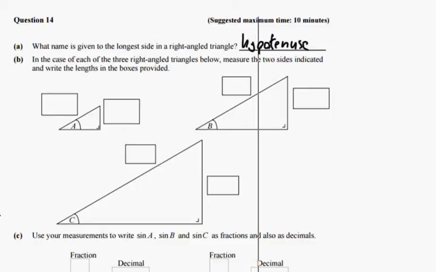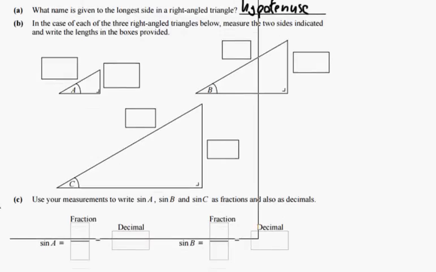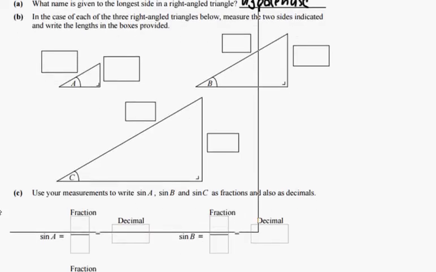Can you guys measure them and tell me what you got? What did you get for this one? 26 and 13. 26 what? Millimeters. The hypotenuse on the top left is 26 millimeters. And this side here? 13 millimeters. You're going to measure that using a ruler.